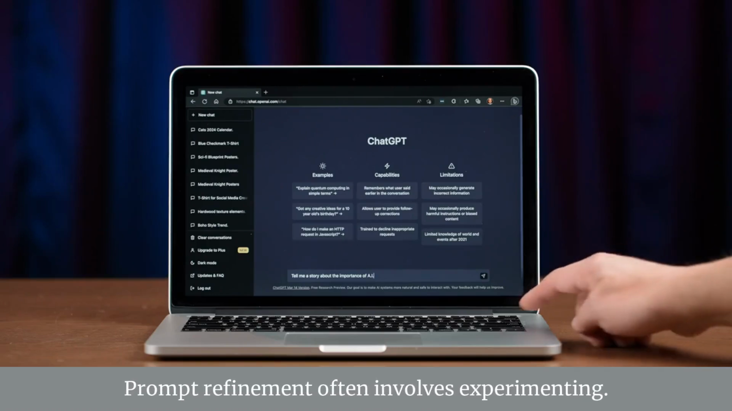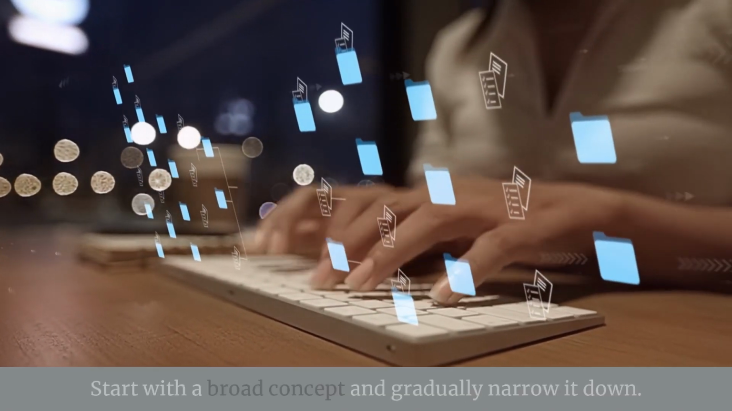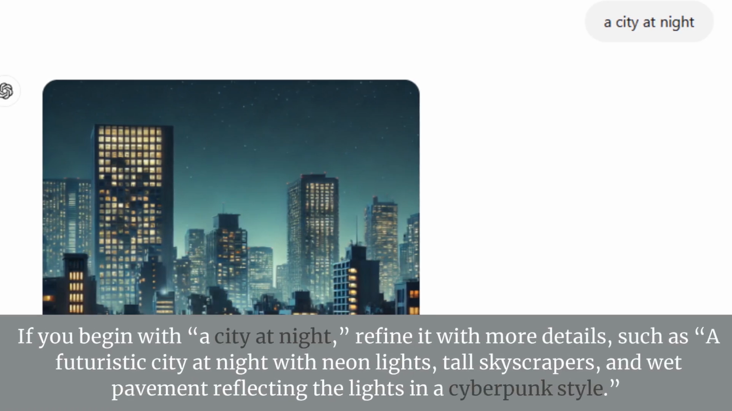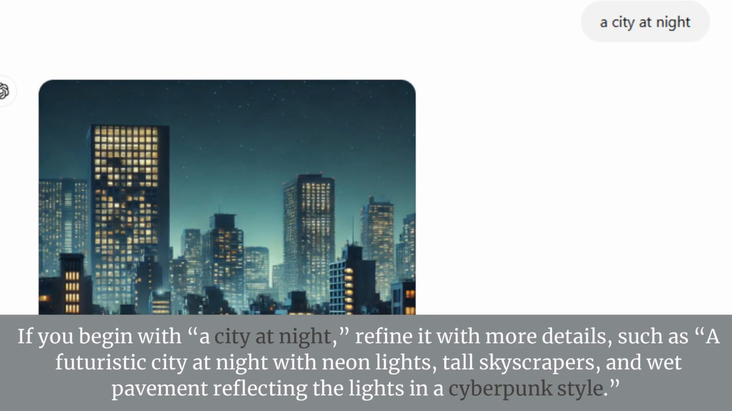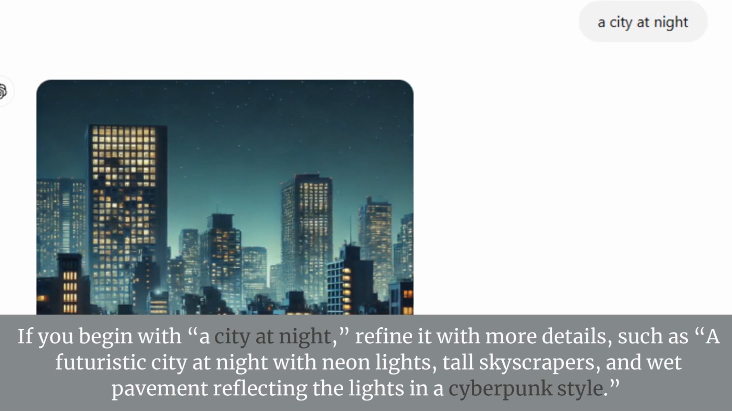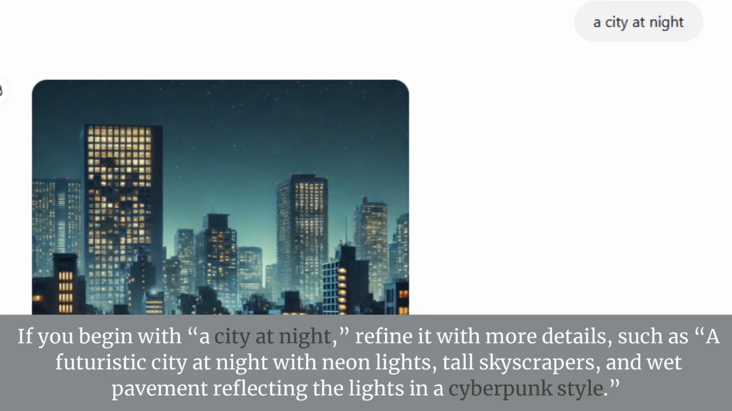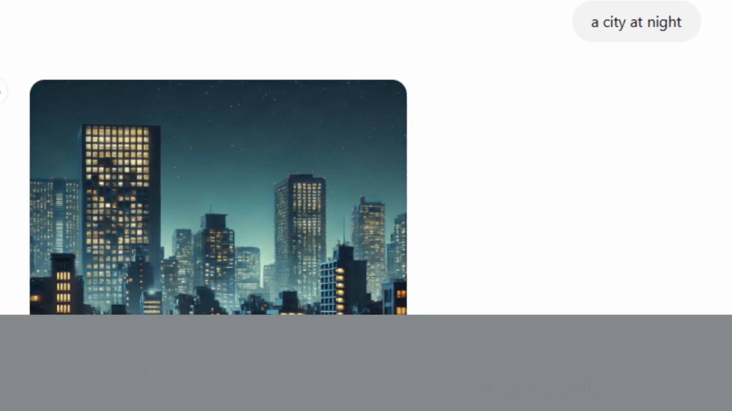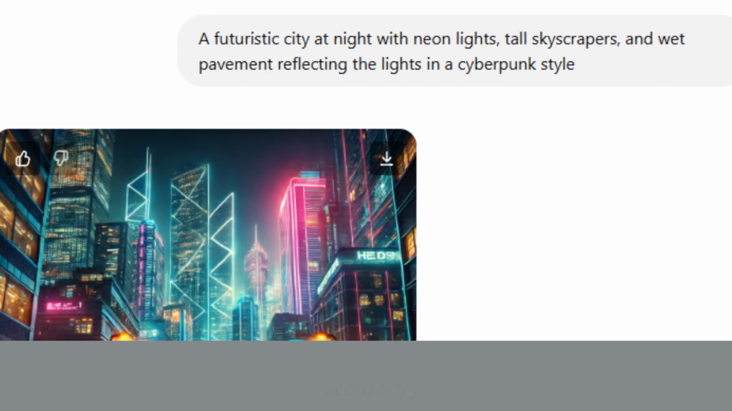Prompt refinement often involves experimenting. Start with a broad concept and gradually narrow it down. If you begin with a city at night, refine it with more details, such as a futuristic city at night with neon lights, tall skyscrapers, and wet pavement, reflecting the lights in a cyberpunk style. Each refinement layer helps DALL-E capture your vision with greater accuracy.